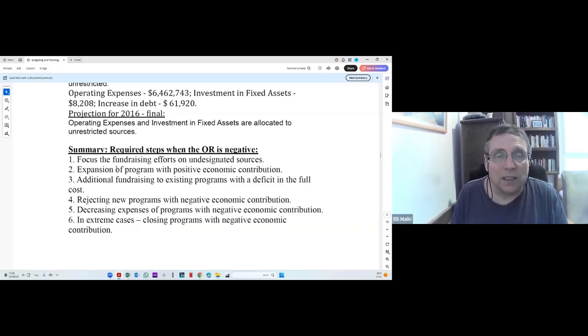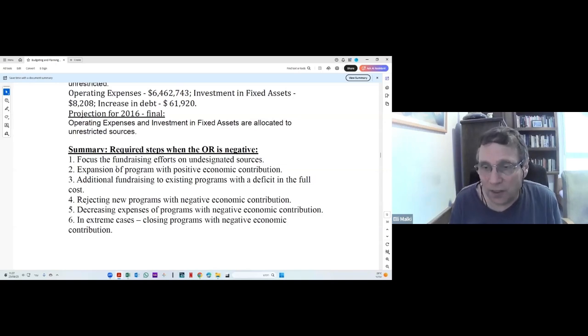Number 5, decrease expenses of programs with negative economic contribution. Since the negative economic contribution is the subsidized part of our programs, we can try to decrease the expenses in order to have less negative economic contribution. And step number 6, in extreme cases, closing programs with negative economic contribution. That is something that we saw in one of the examples of a recovery plan. So these are the steps that are required when we have negative operating reserves.